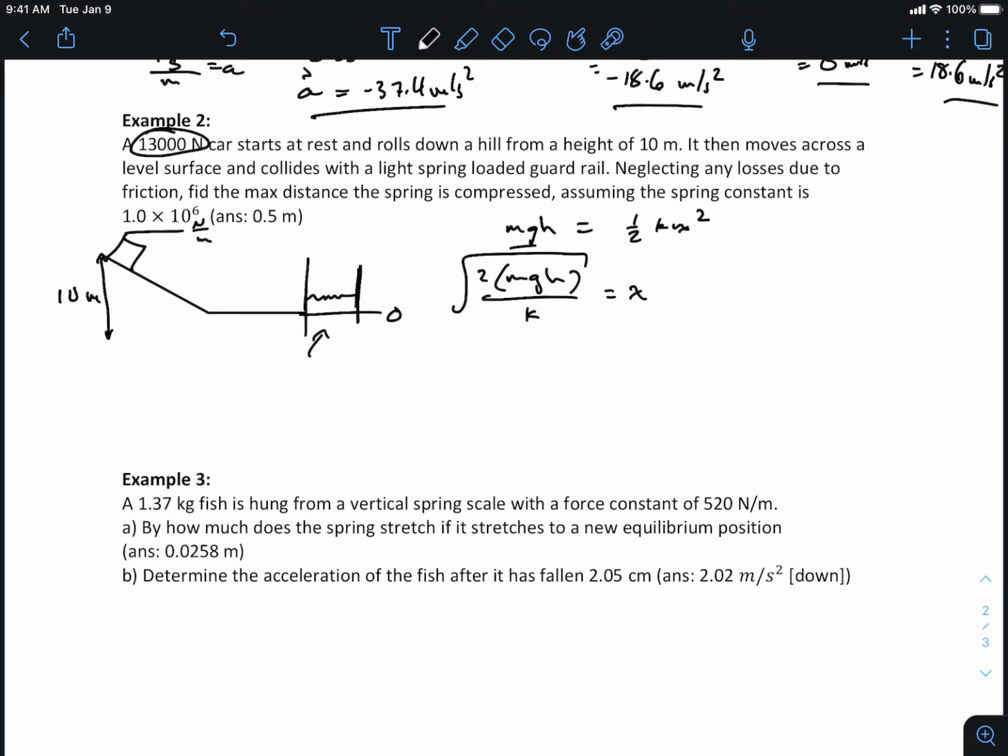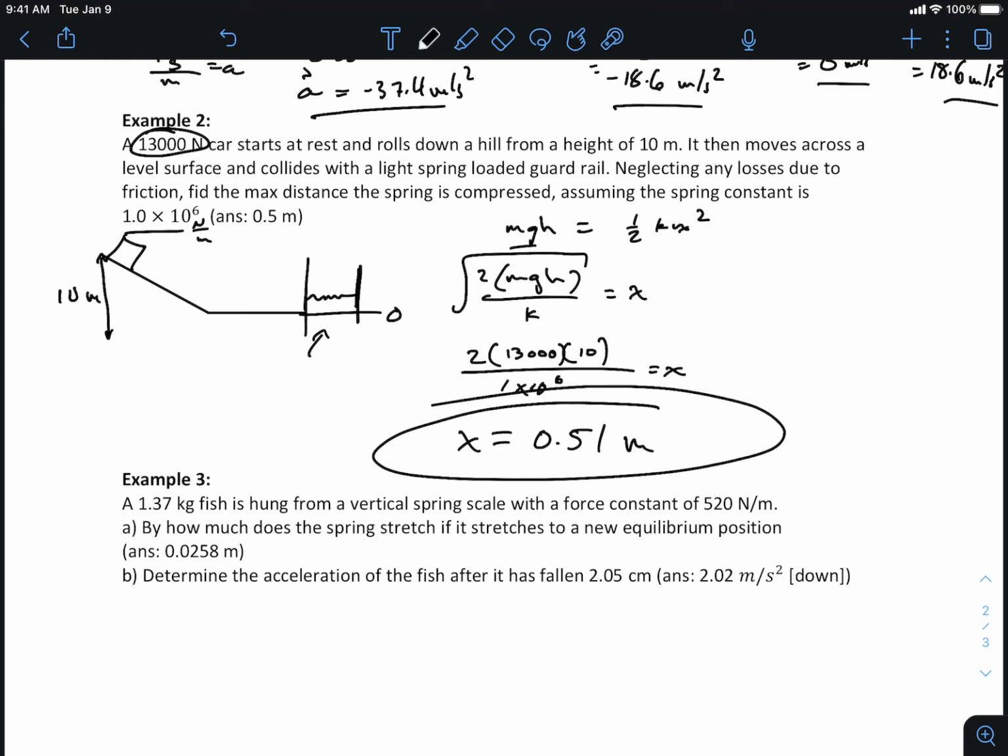Okay, so we just type in the numbers. We know mg, so we get 2 times 13,000 newtons, multiplied by the 10, divided by 1 times 10 to the 6. We should see that x, the distance this spring is going to be compressed, will be 0.51 meters when you do the math. It's kind of cool to be able to take something where we were looking at forces and energy.